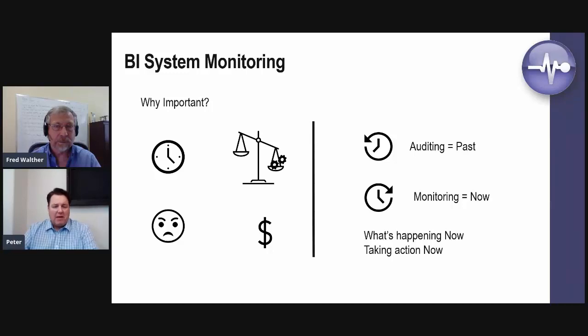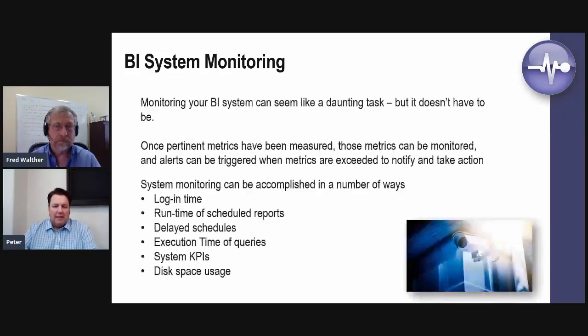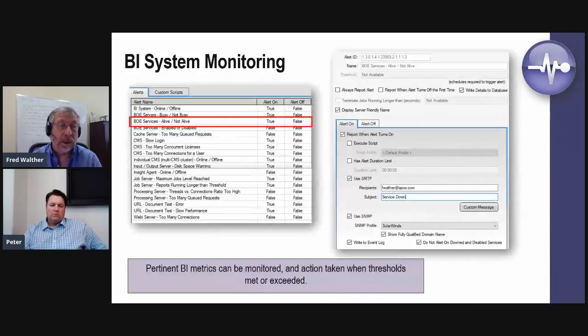Fred, maybe you can expand on that a little bit and some key areas that need to be looked at for monitoring and how that would be done as well. Sure. So when we talk about BI system monitoring, it isn't really an onerous task, at least not as onerous as we might think it could be. Once we've got our metrics measured, then we can monitor those metrics and then take action when they're met or exceeded. There are a number of different things that we can monitor. Listed on the screen are a few.